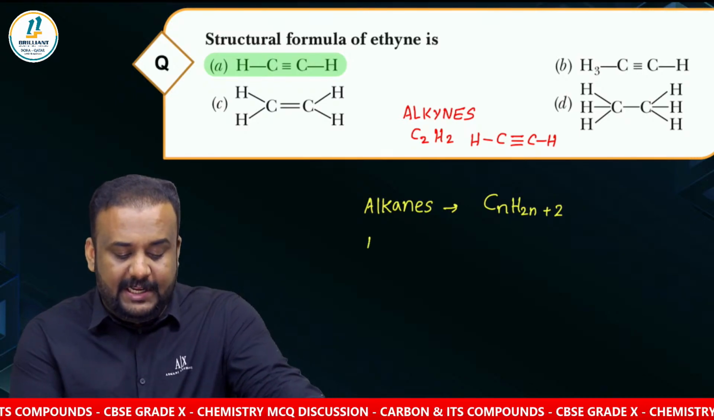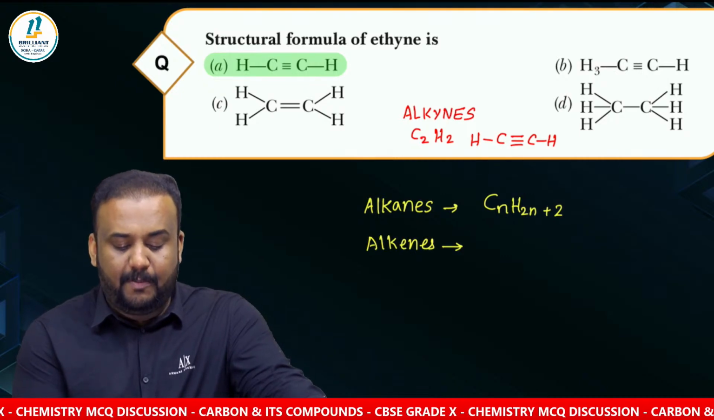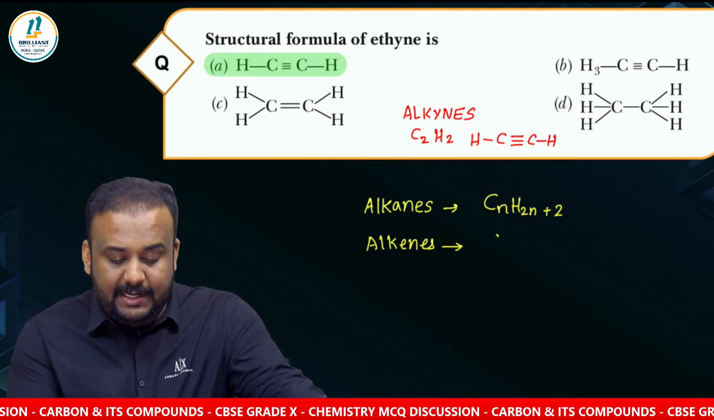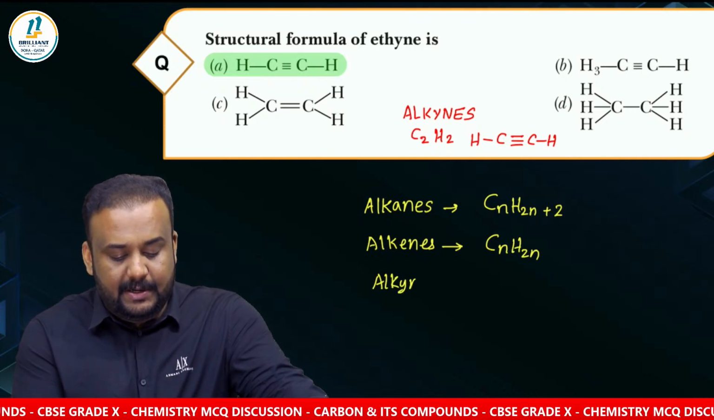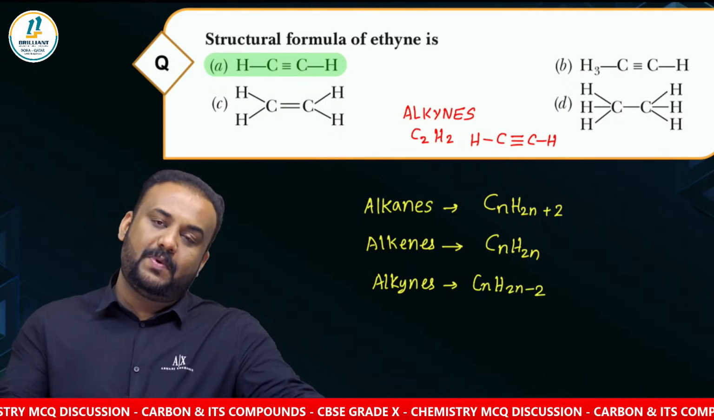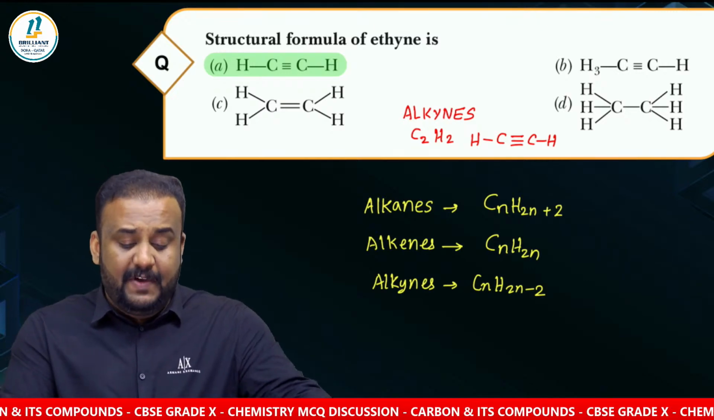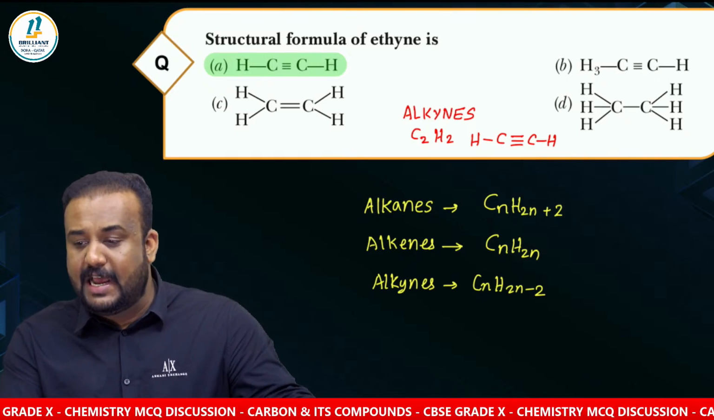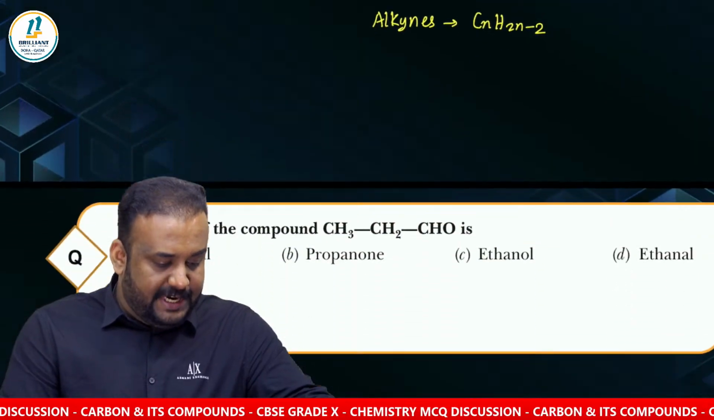So by knowing the general formula, we can predict the formula of any alkane, alkene or alkyne, right? Alkenes have the formula CnH2n, and alkynes will have the formula CnH2n-2. So these are the general formulas of all the hydrocarbons. It is very easy to predict the molecular formula of any hydrocarbon, whether it is an alkane, alkene, or alkyne. Right, that was an easy one.